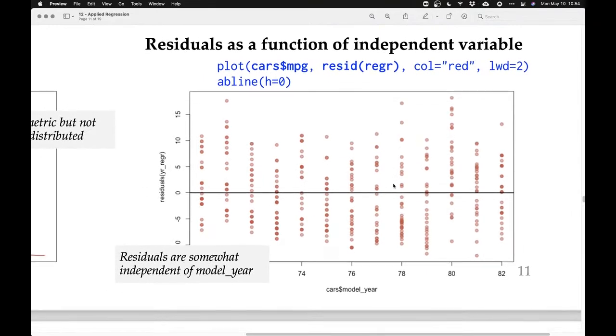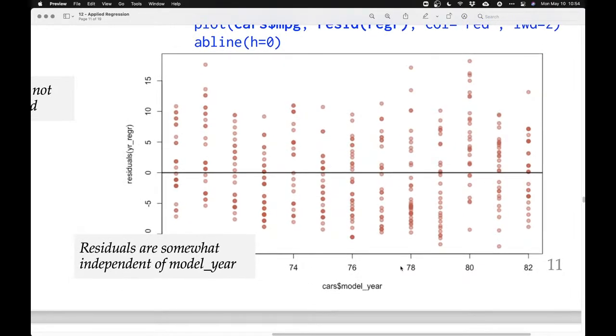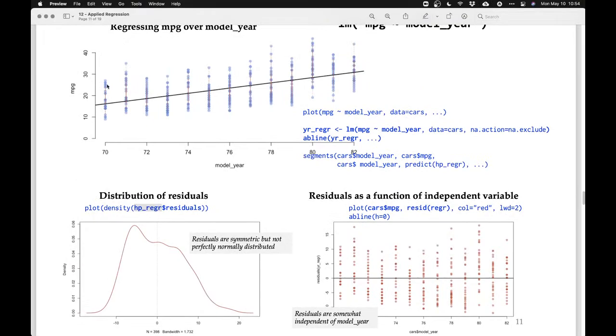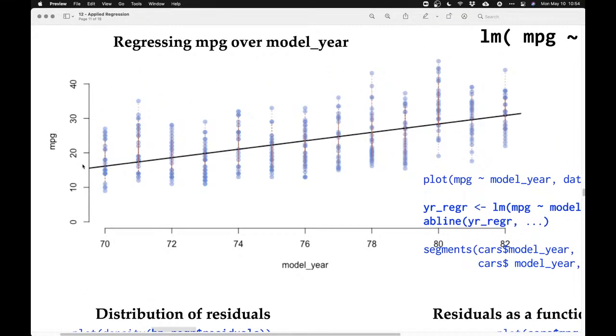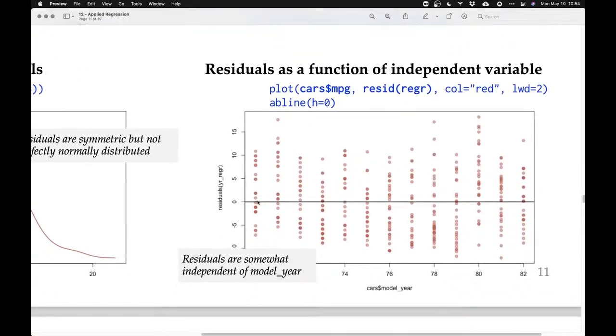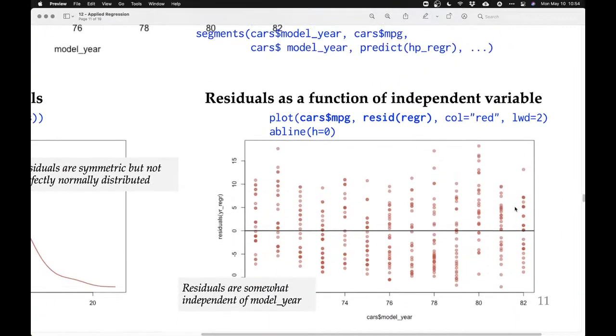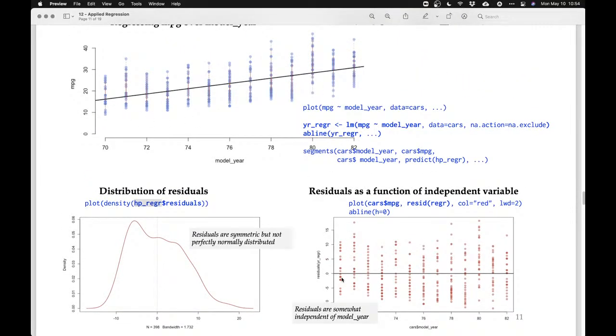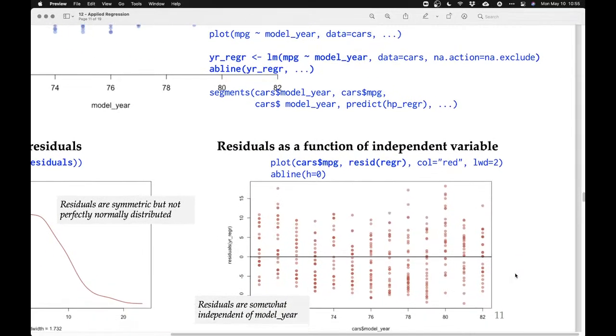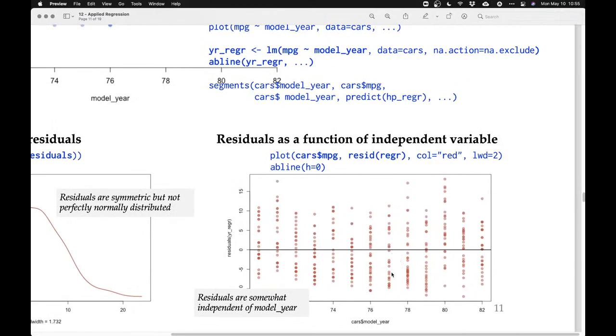Moreover, if I plot the model year on the x-axis and the residual on the y-axis, I get a fairly interesting plot. It's essentially the same plot, with the regression line being a flat line at 0. By looking at the residuals, I'm just looking at how far each point is from the regression line, with each distance being the distance from the regression line.